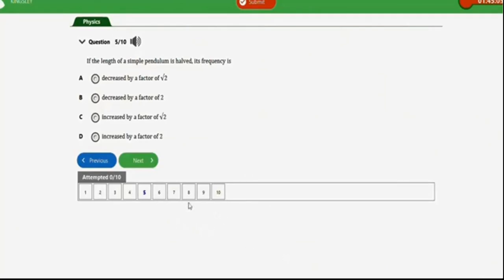So the next repeated question will be this question. It says, if the length of a simple pendulum is halved, its frequency is what? I think we have answered this question. In this particular one, the correct option is option A, increased by a factor of 2. The question used to get repeated often. Let's go to the next repeated one.